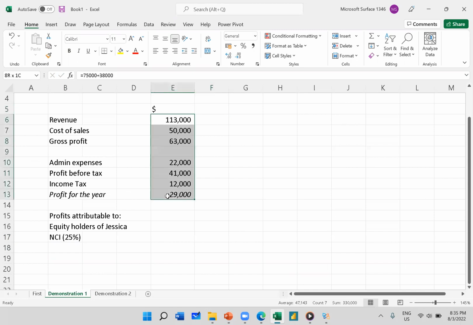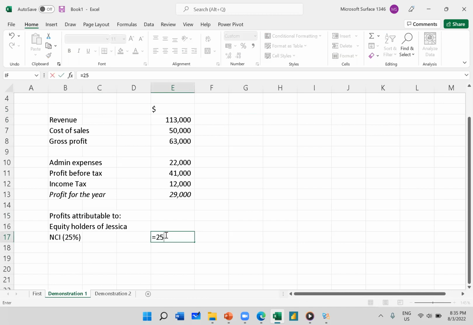Remember all this that we did just now? We total up the figures belonging to the parent with the figures belonging to the subsidiary. When it comes to NCI, the portion for NCI will only come from the subsidiary's portion. That's why you cannot do this: 25% multiplied by profit for the year. When you do that, you are giving 25% of the parent's profit to the NCI, which is not right. NCI does not deserve that. It only deserves the profit portion from the subsidiary.